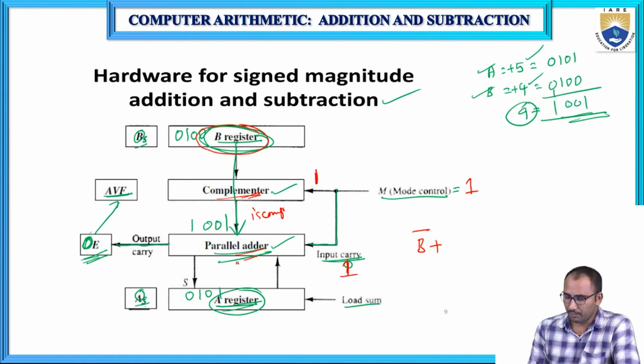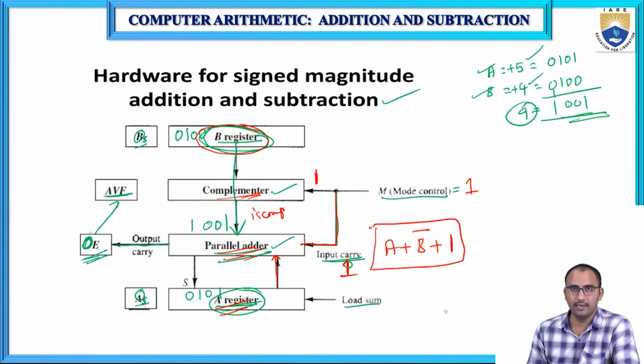Next, in the parallel adder, 1 is added here. So the input carry is 1, and the contents of A register, A. So all these 3 get added: A plus B bar plus 1. So it is equal to A minus B.